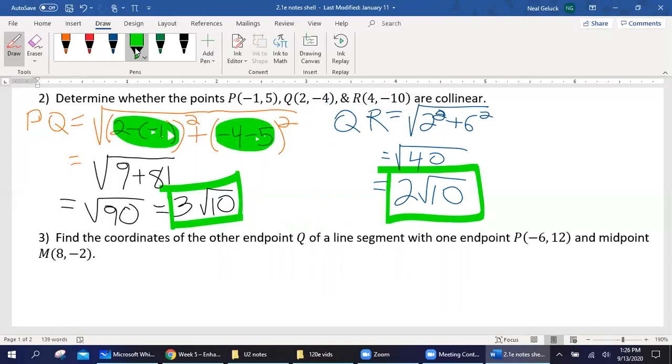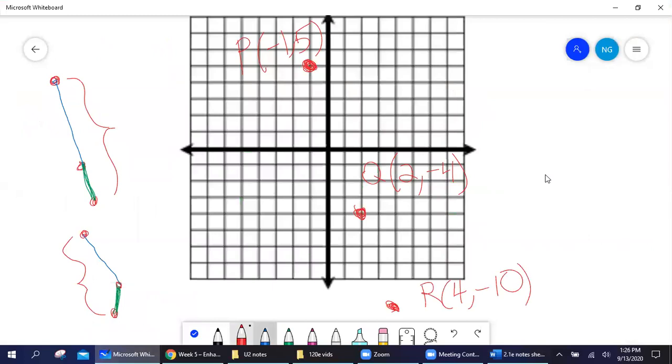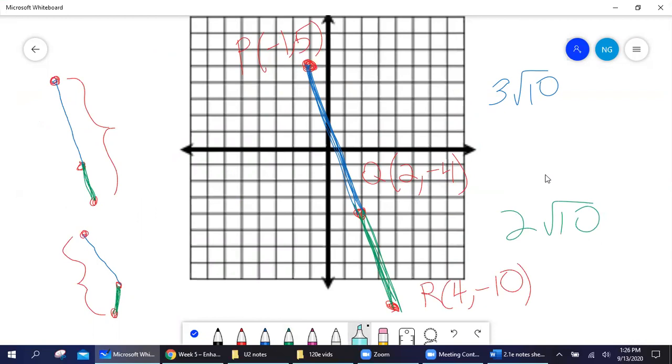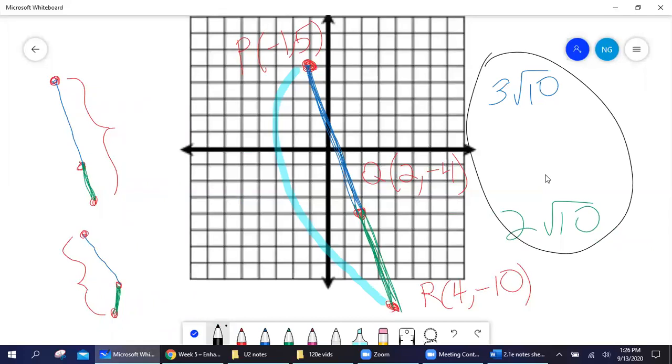Okay, so what have we really done? Let's look at the graph again. I figured out that from P to Q, that distance was 3 root 10. I figured out from Q to R, that distance was 2 root 10. Now for the last step, I'm going to find the distance all the way from P to R. And if that's the same as these two added together, they must be in a straight line.